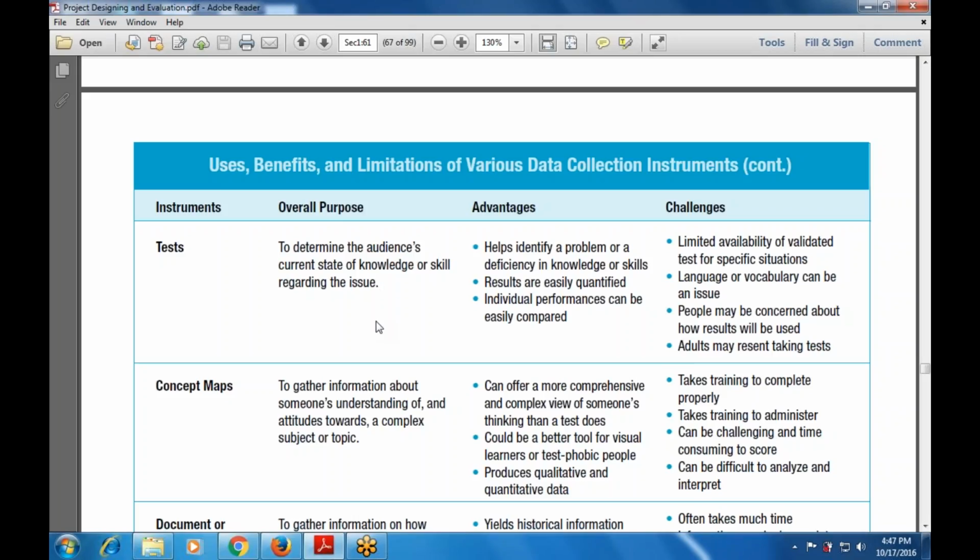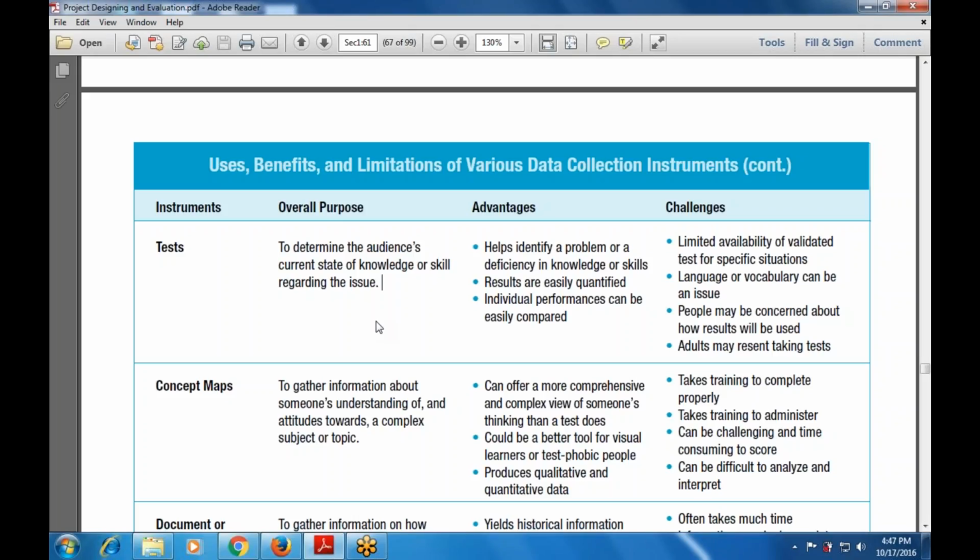So the main purpose is to determine the audience's current state of knowledge. What is the current state of knowledge or the skills regarding the issue? What is the main issue? How is it possible to get the audience analysis, to get the audience's current state of knowledge or the skills? Then these are the advantages. What is the main purpose? It helps to identify a problem or a deficiency in the knowledge or the skills.